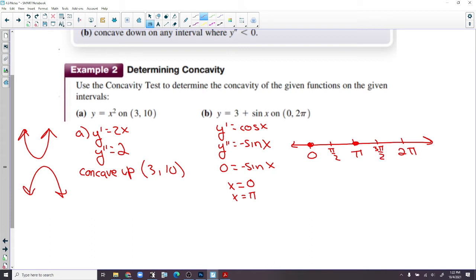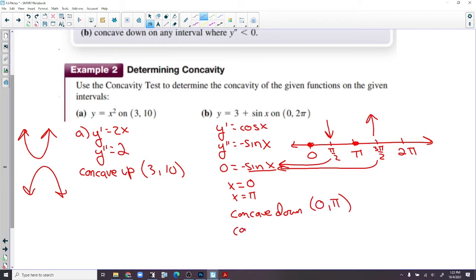So now if we plug pi over 2 into the second derivative, sine of pi over 2 is 1, so negative 1. This function is concave down from 0 to pi. If we plug 3 pi over 2 into the second derivative, sine of 3 pi over 2 is negative 1, but then times negative is a positive. So this function is concave up on that interval. So concave down on 0 to pi, and concave up on pi to 2 pi.